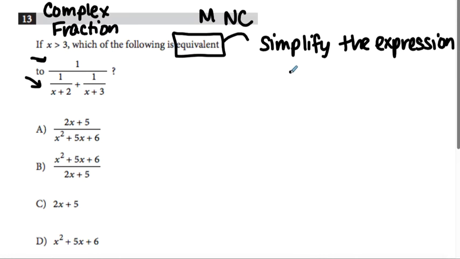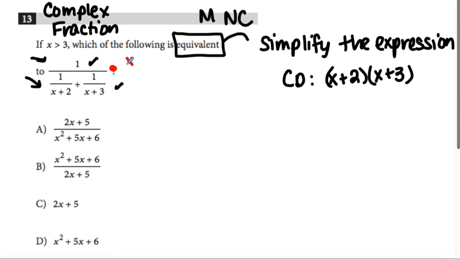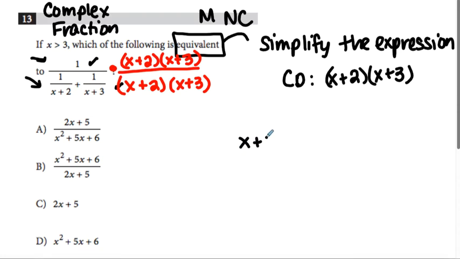So I can see that the common denominator for both the bottom and the top of the fraction would be x plus 2 times x plus 3. So I can actually multiply that to both the numerator and the denominator. Okay, so now I'm going to multiply 1 by x plus 2 plus x plus 3. That's going to give me x plus 2 times x plus 3.